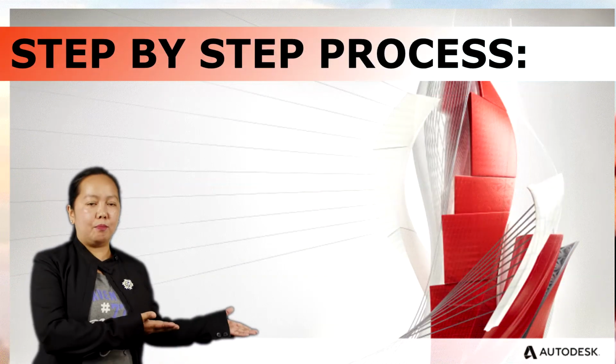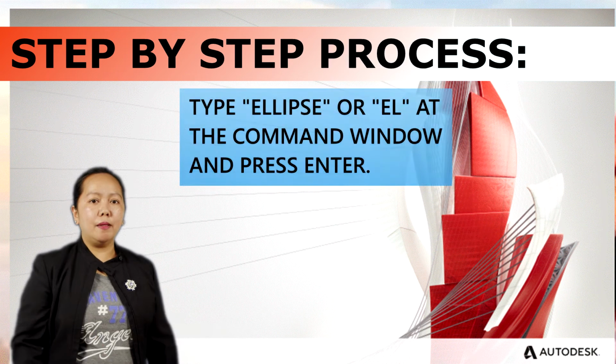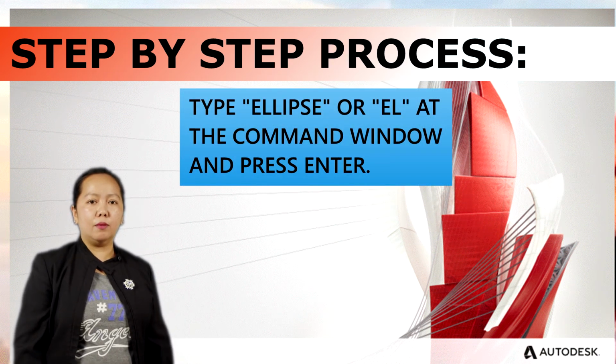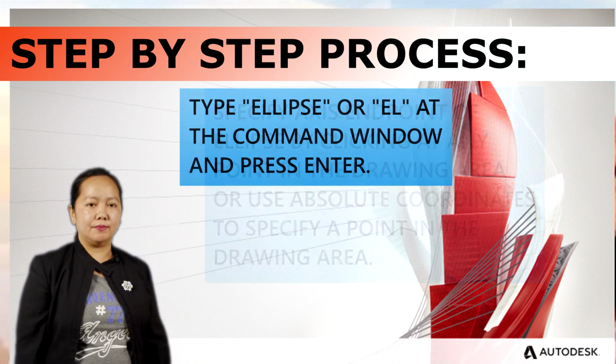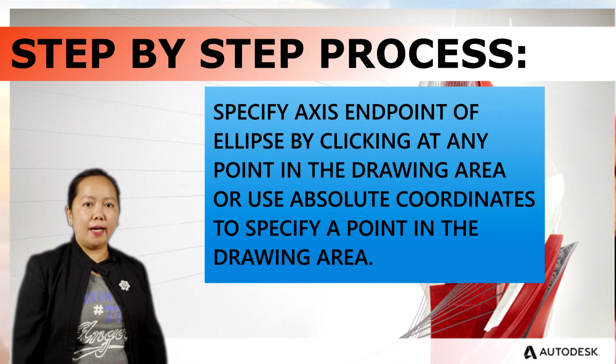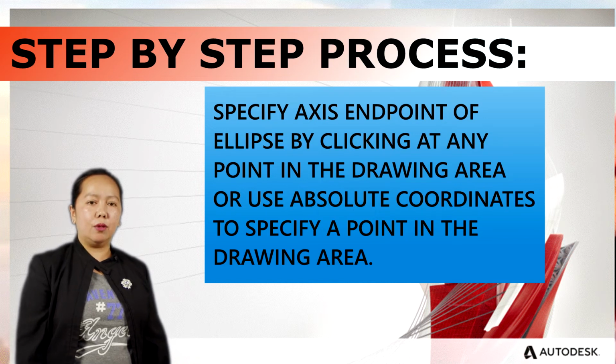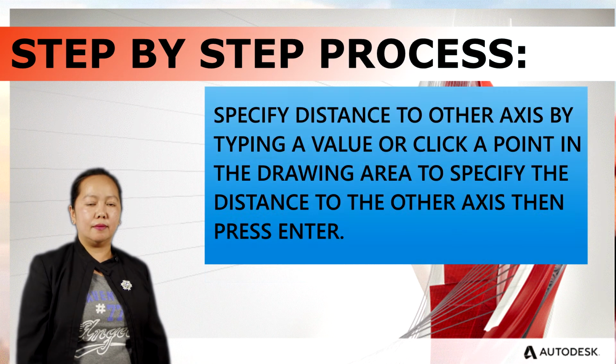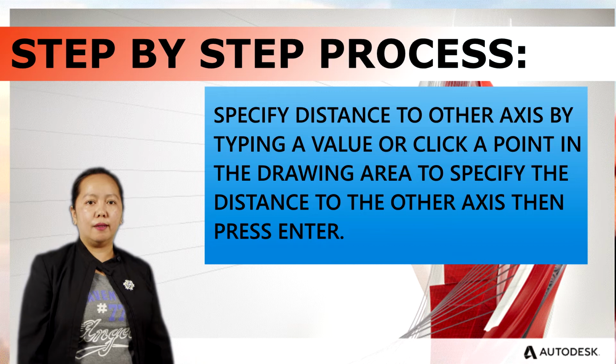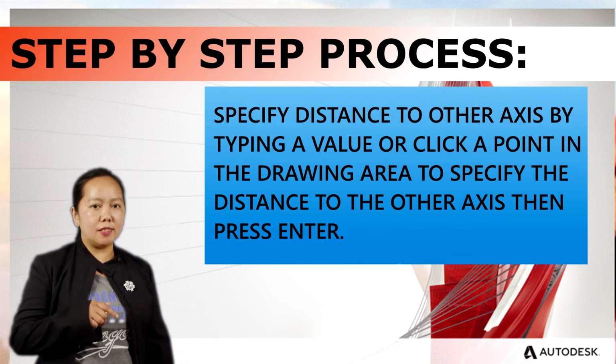The step-by-step process. Type ellipse or EL at the command window and press enter. Specify axis endpoint of ellipse by clicking at any point in the drawing area or use absolute coordinates to specify a point in the drawing area. Specify distance to other axis by typing a value or click a point in the drawing area to specify the distance to the other axis, then press enter.